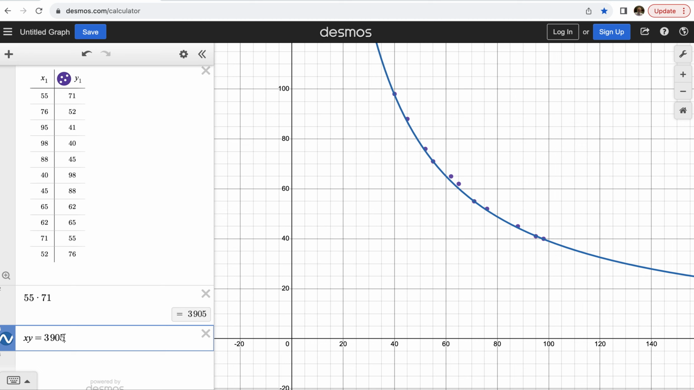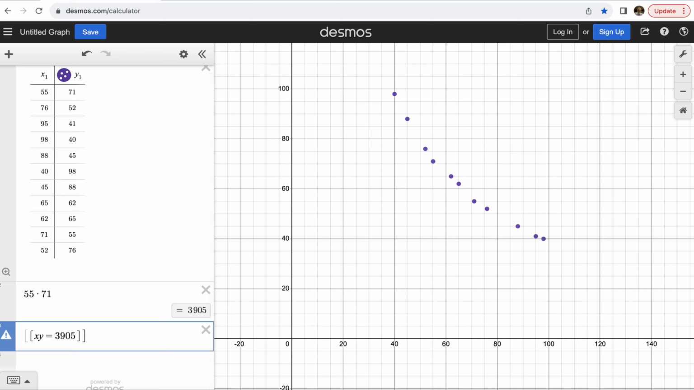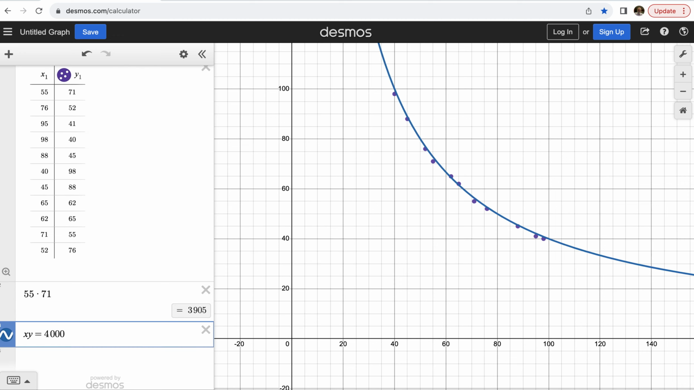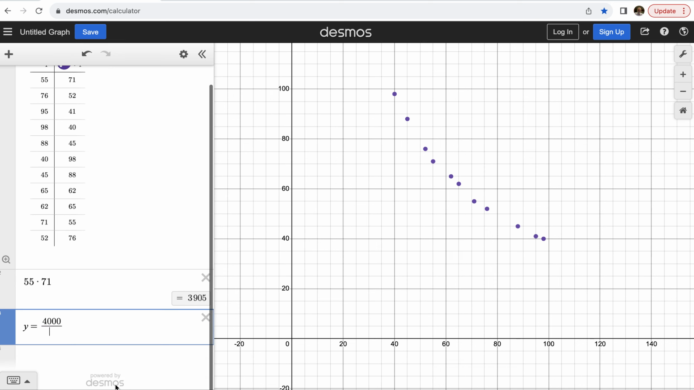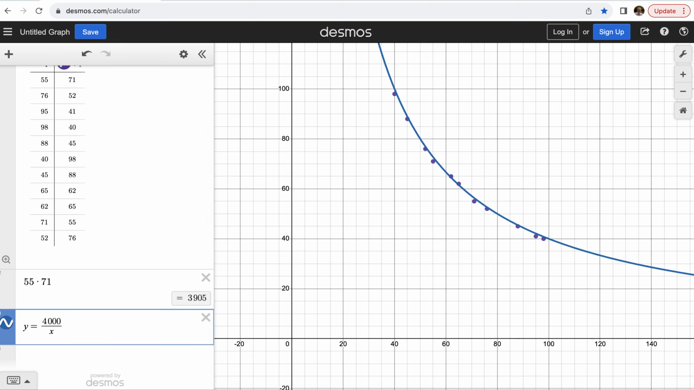We might go to 4,000. Whoop, wrong button there. We try 4,000, see what happens. Get rid of that bracket. That's pretty close. Maybe it's a little too far out, but you can see that the product of these is going to be a number. Or we could have written it as y equals 4,000 divided by x, or some number. So you're just going to adjust this number to match it.